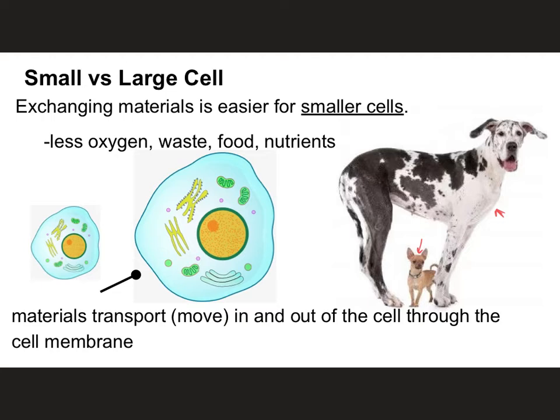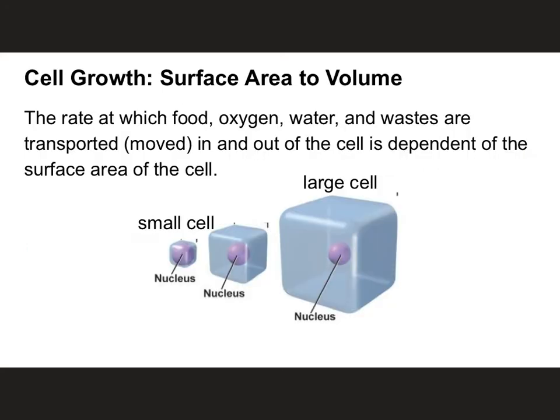So again, here's that same example. Take the same cell and blow it up larger, and look how hard it is to get material into the nucleus, or even to get material out of the Golgi apparatus. We're going to take a look at what this is called. This is referred to as the surface area to volume challenge.